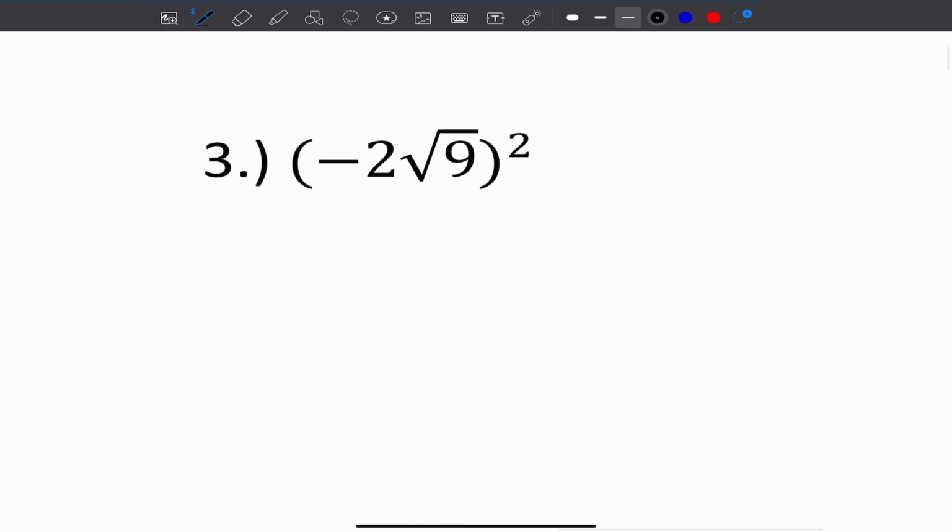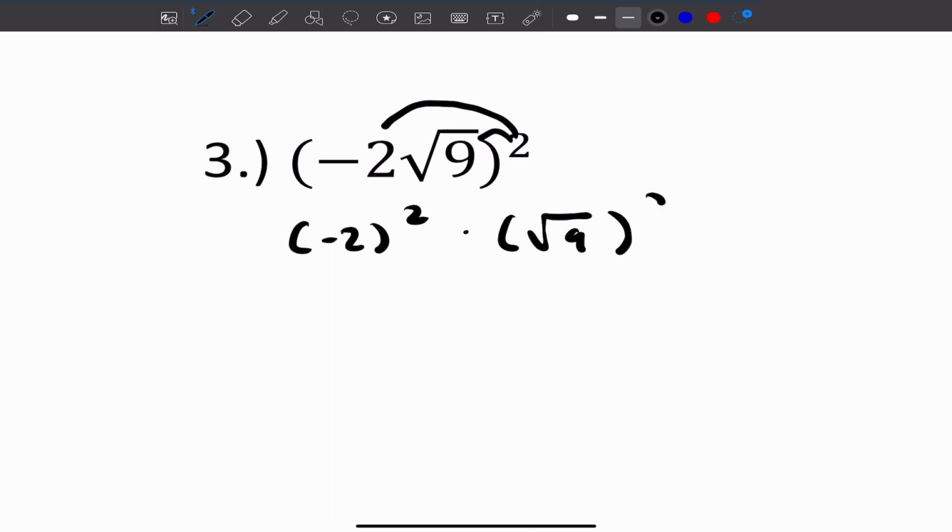Number 3, I have negative 2 root 9, the quantity squared. That's basically writing this twice, so instead of doing that, I'm going to distribute the exponent of 2 to each number here. So we have negative 2, the quantity squared, and I'm putting parentheses around the negative 2, times root 9, the quantity squared. Negative 2, the quantity squared, that's negative 2 times negative 2, that's positive 4, times root 9 times root 9, or root 9, the quantity squared, that's just 9. 4 times 9 is 36.